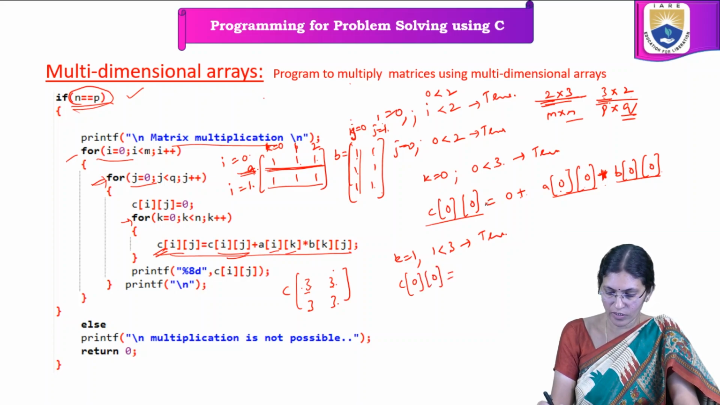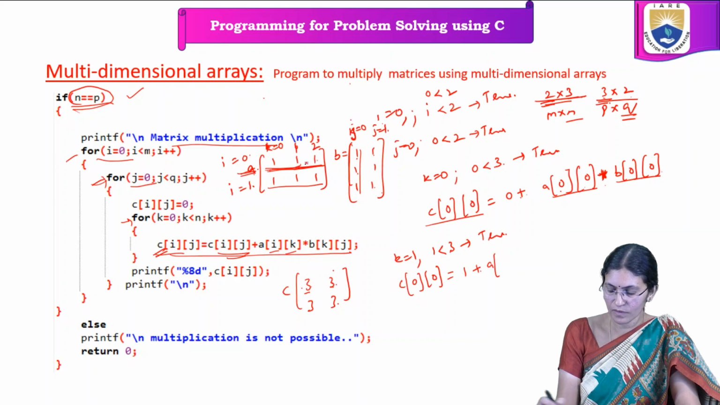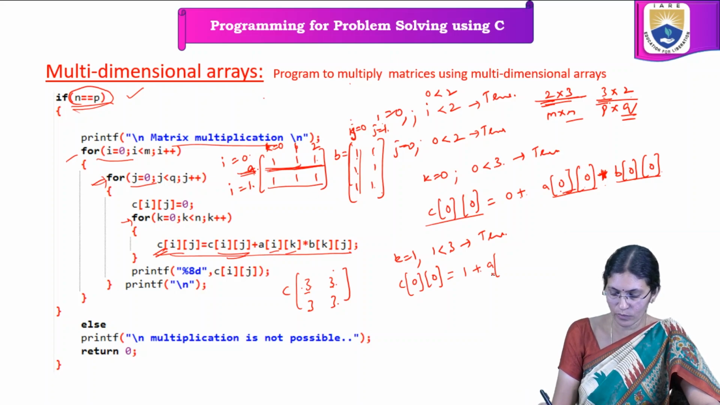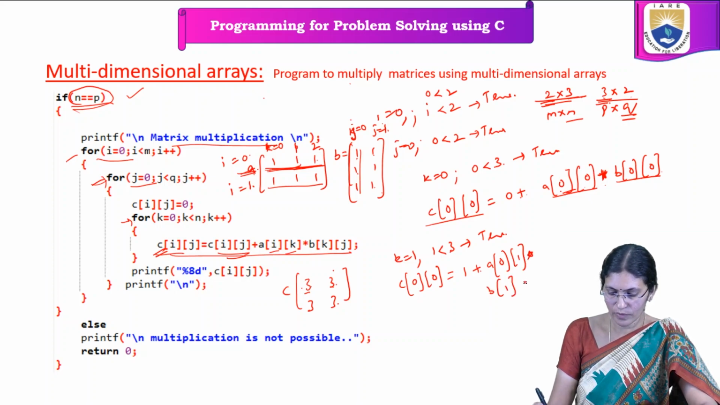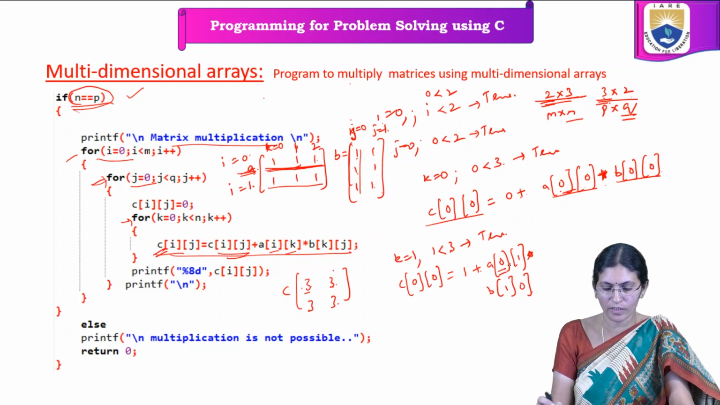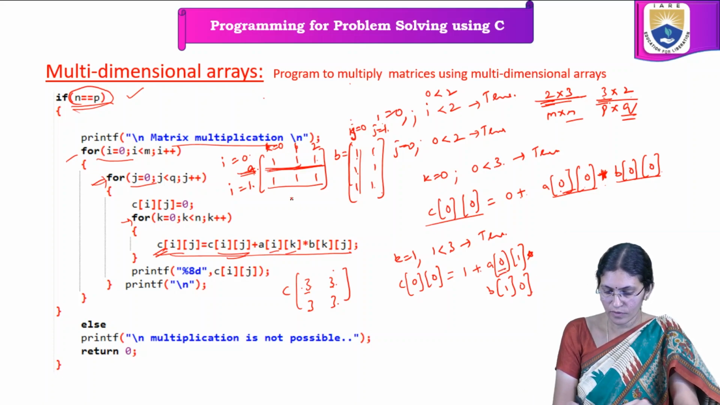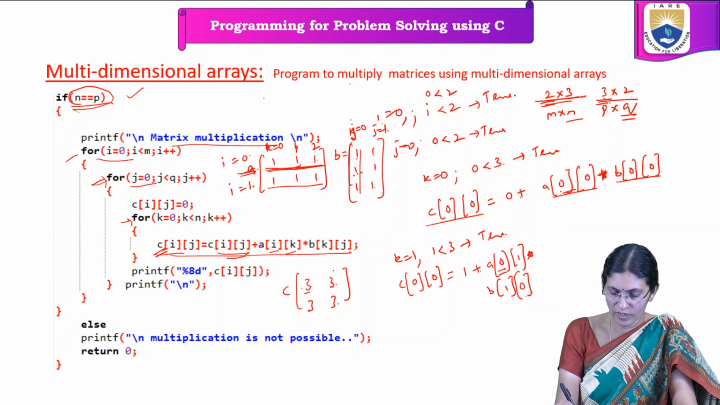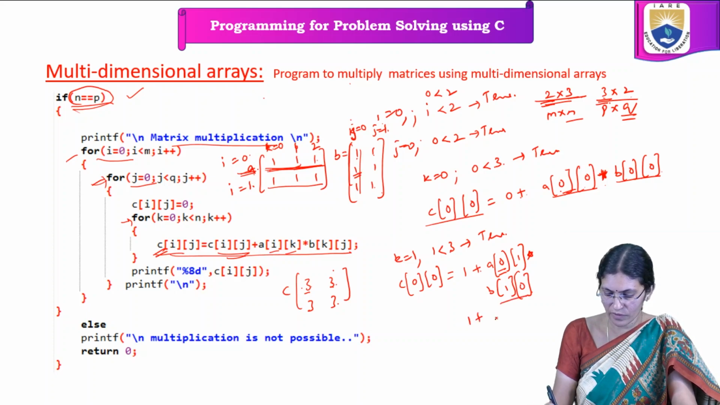So C of 0, 0, the initial value we got as 1. So 1 plus A of 0, now k is equal to 1, so 0, 1 into B of 1, 0. A of 0, 1 is 1. Then B of 1, 0 is this one. So 1 plus 1, that will be assigned to C of 0, 0. Now C of 0, 0 is equal to 2.